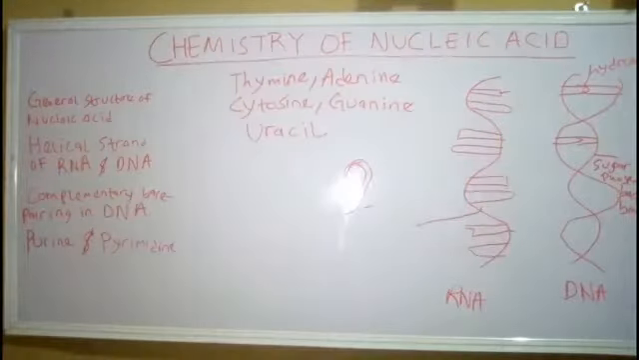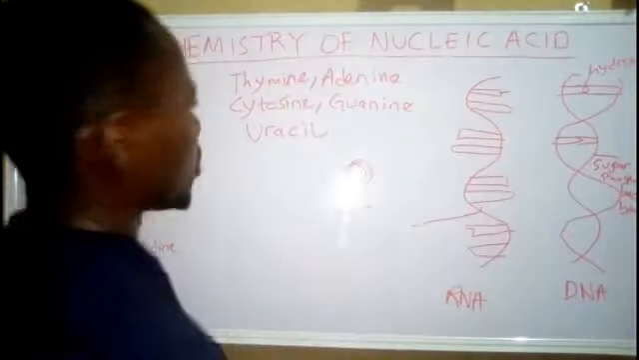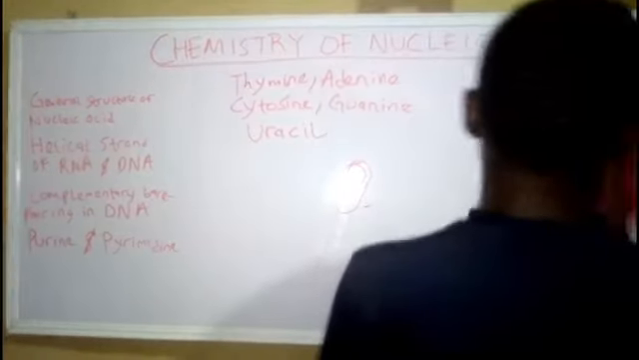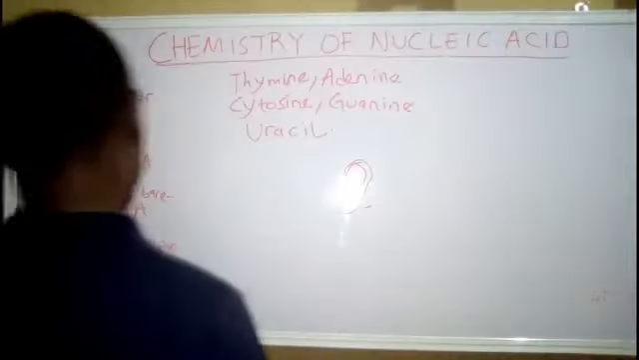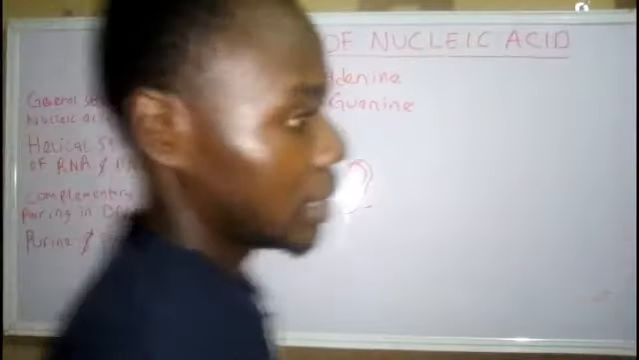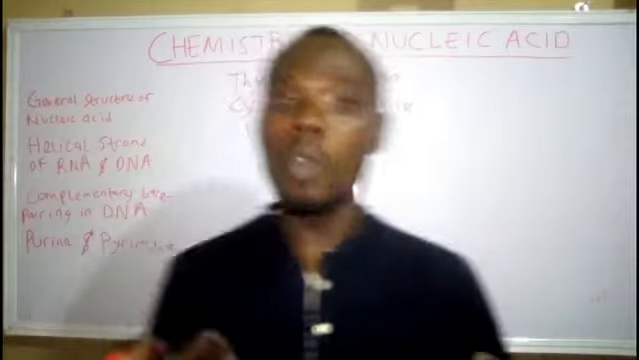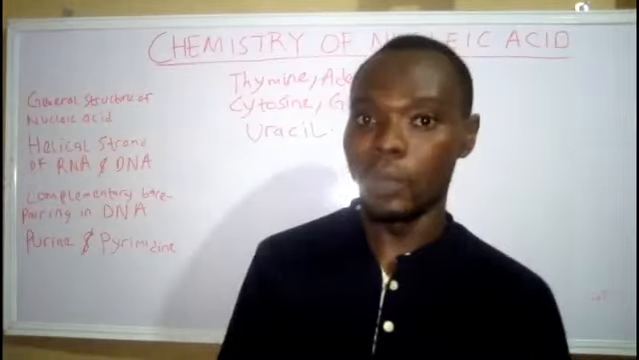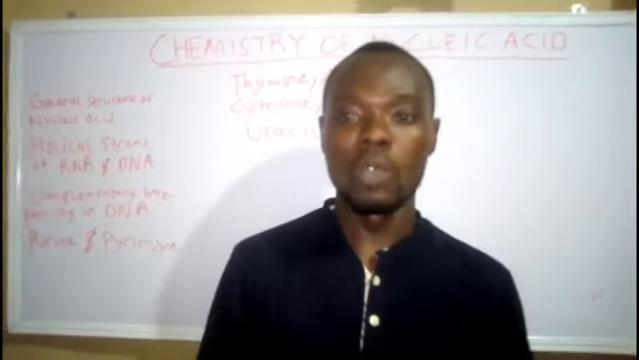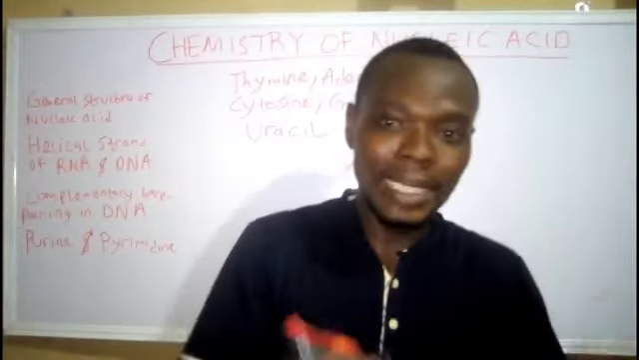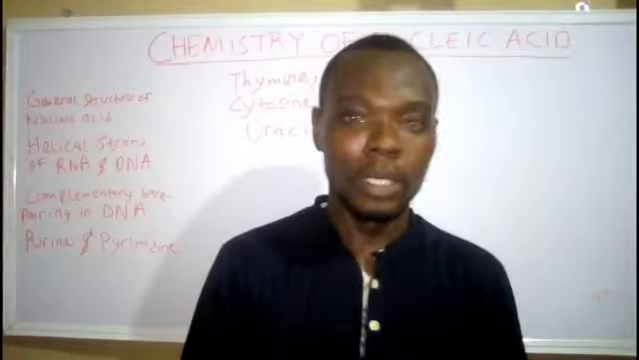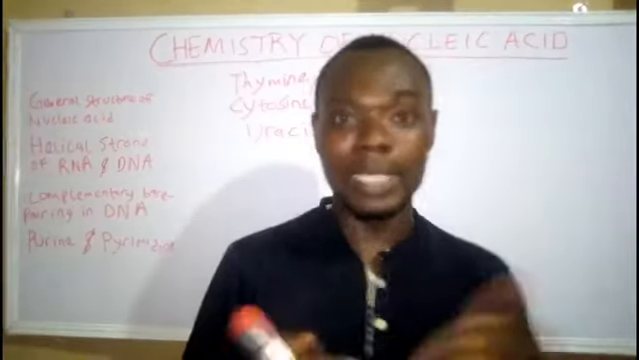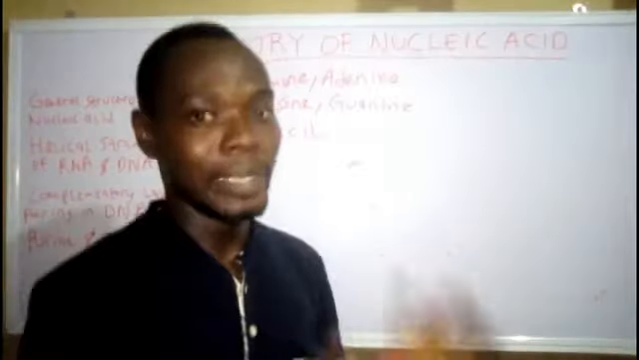So let's move forward. Let's talk about complementary base pairing in DNA. Now there's what we call complementary base pairing. Complementary base pairing is a process in which thymine is made to bond to adenine, in which the bases are able to bond with themselves. I mentioned earlier that thymine always bonds to adenine and cytosine to guanine. So we are discussing DNA now.